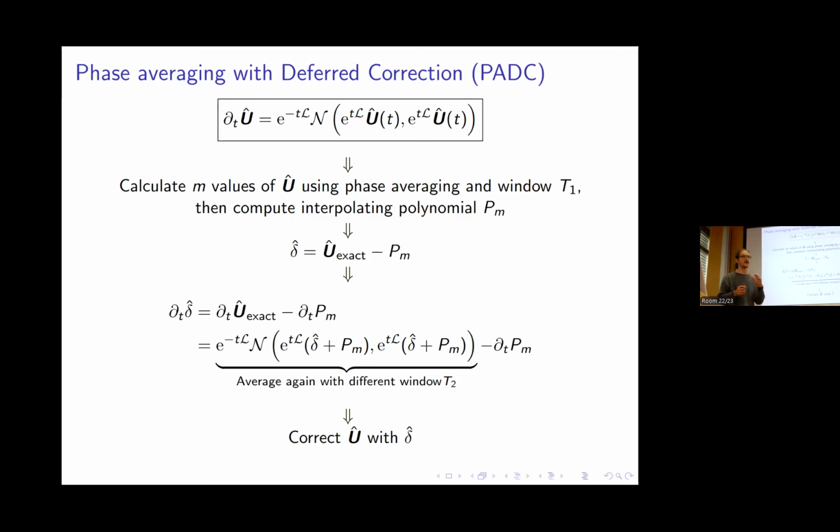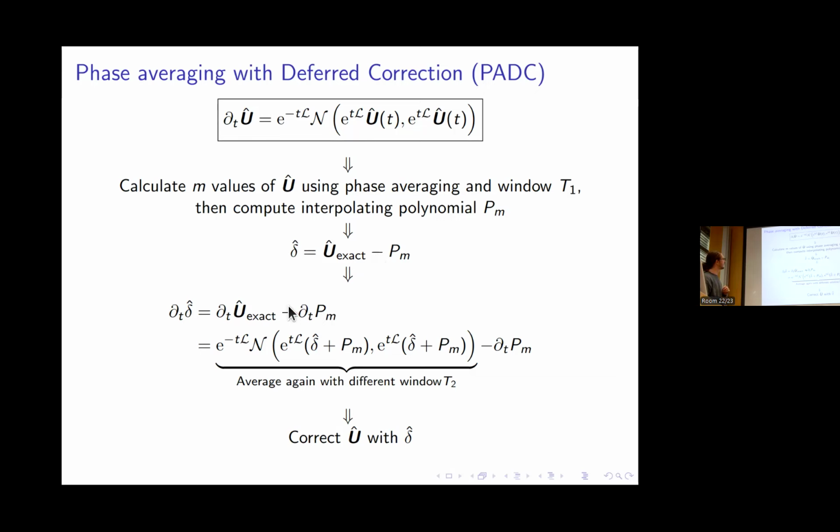The outline for implementing a deferred correction method with phase averaging is we start with our modulation variable equation. Then we calculate the m values of our modulation variable using phase averaging and our initial window T1. That's just what I showed you before with these trajectories. We're using that as our initial approximation. If we define the error as the difference between the exact solution and this interpolating polynomial, we can take a derivative of this error to get the following equation.